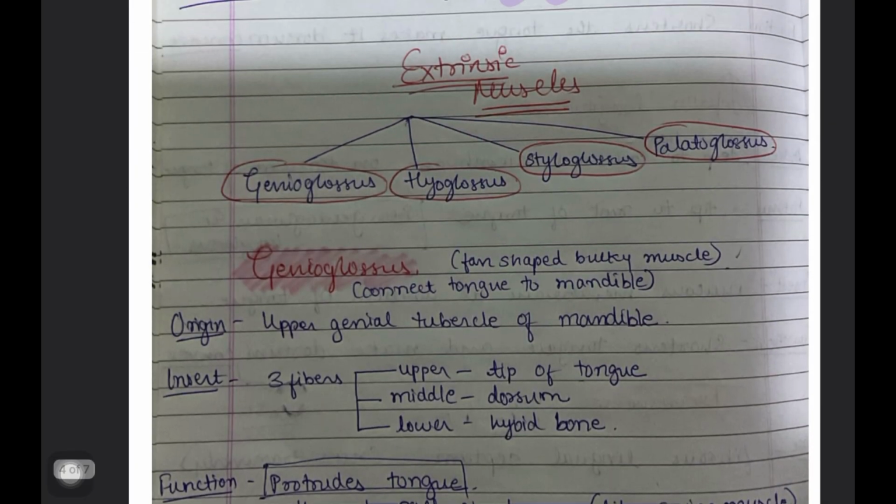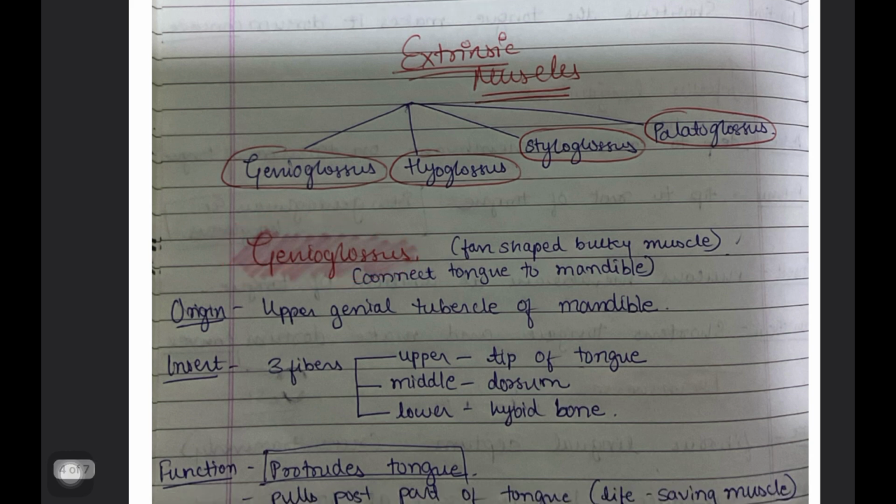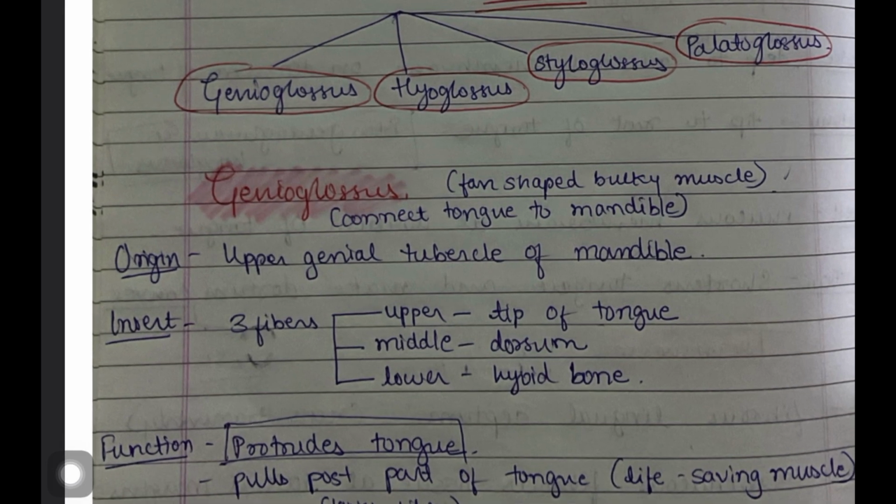Now we come to the extrinsic muscles of the tongue. They are also four: genioglossus, hyoglossus, styloglossus, palatoglossus. Always look at the first half of the name. It is very easy to remember if you remember the first half and relate it to the part which it is telling. For example, genioglossus. Genio means genial tubercles, so the origin is always the genial tubercles, and glossus means tongue. So it inserts into the tongue.